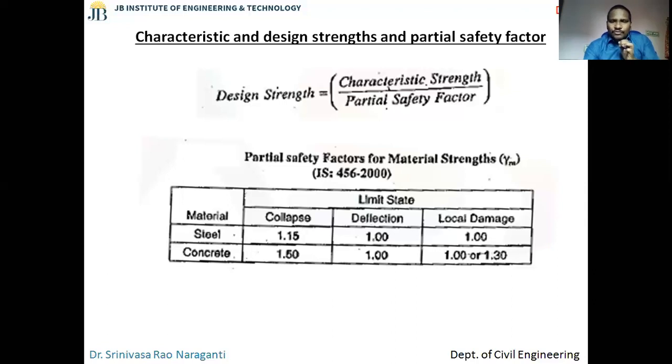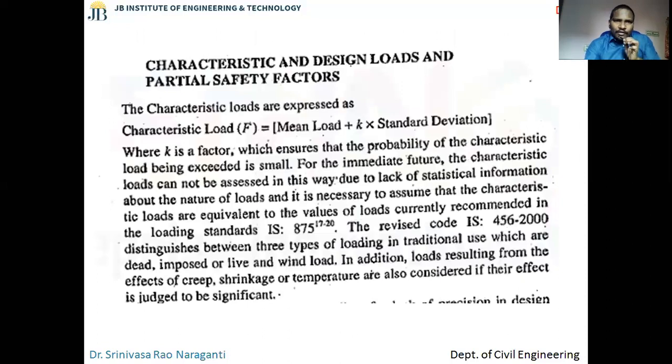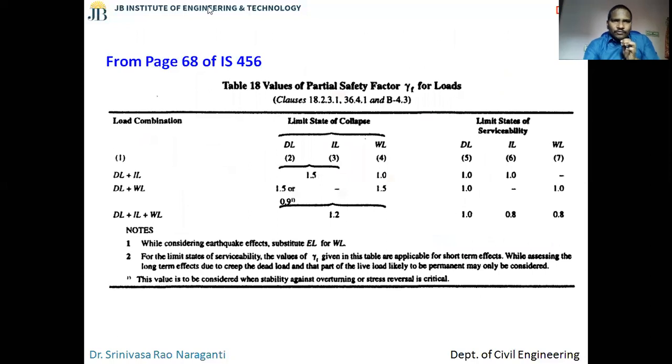Now, similarly, when we talk about characteristic loads, design loads, and partial safety factors, as I said, for the design loads, we multiply the given working load with a partial safety factor because of uncertainty. That's what we do. If you look at IS 456 page number 68, it talks about various partial safety factors for different load combinations. It talks about two types of limit states: here is the limit state of collapse, and here is the limit state of serviceability.